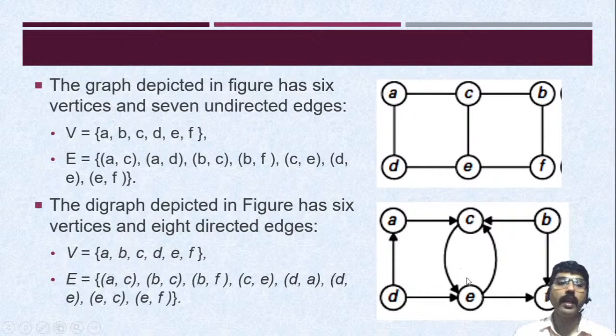This is called a directed graph. In the directed graph, the vertices are the same, A, B, C, D, E, F, but the edges are different pairs. For example, AC is there, DA is there, CE is there, DE is there, BC is there. There is no CB, only BC. Like that we can tell the vertices as well as the edges.